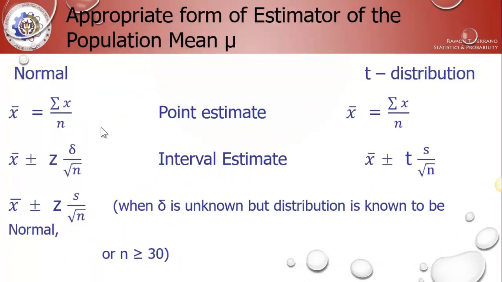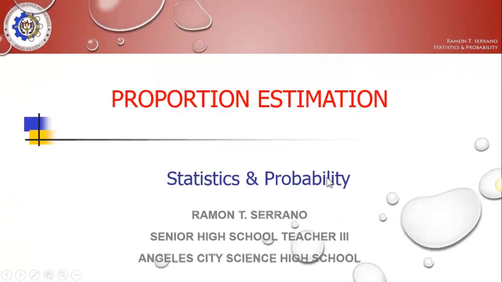Okay, so we have here the appropriate form of estimator of the population mean. Ulitin lang natin. X bar is equal to summation of x over n. So you have x bar plus or minus z multiplied by sigma over square root of n for interval. Or you use the t factor multiplied by s over square root of n for t distribution. Okay? So I think that's all. And the next one that we are going to talk about is for proportion estimation.